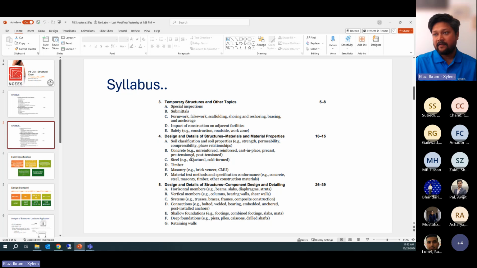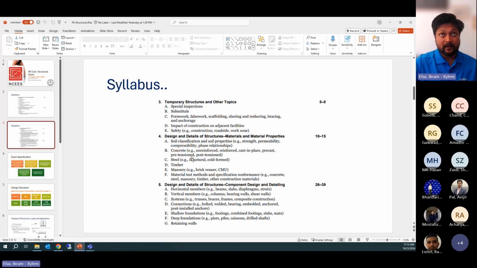And then there is concrete and steel, two of the most important things in the entire exam. I'll tell you how. These two, concrete and steel, are the most important sections of the entire PE exam, and most of the questions will come from this section. Then there is timber and masonry. UTA has a timber design course and a masonry design course. If you take those courses, the content is pretty extensive, and good enough for timber and masonry.